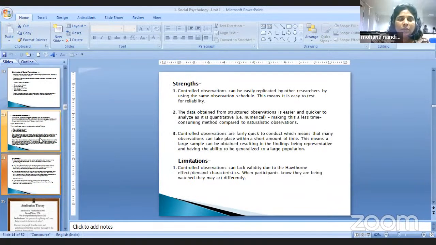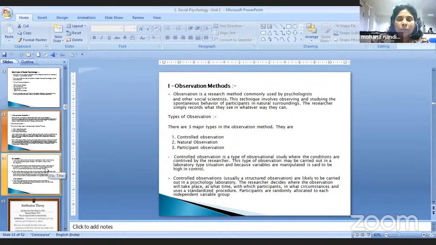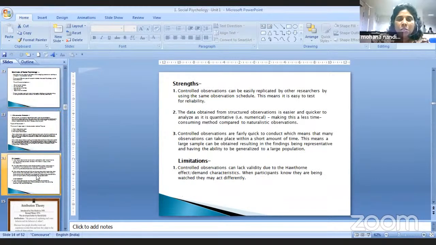See, in controlled observation, we always see the researchers using the same observation schedule. Suppose you want to see a person's behavior in the classroom, we go and see the person at the same time every day. What he's doing, how he's reacting in the classroom, how he's answering the persons. Here we are taking notes in the controlled setting. So here the data is completely obtained from structured observation.